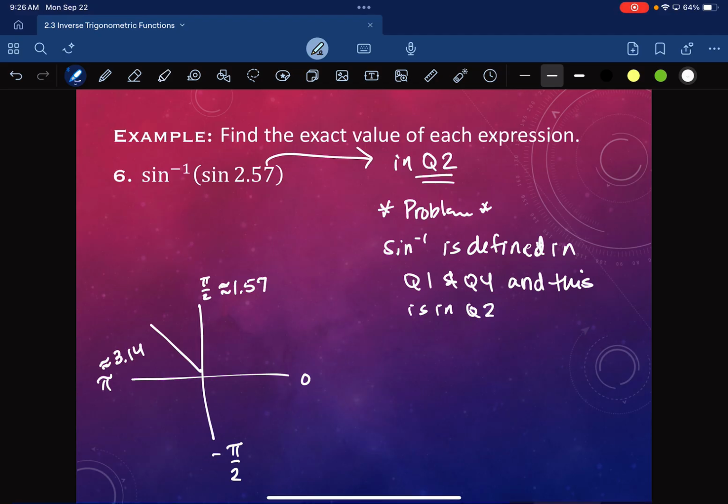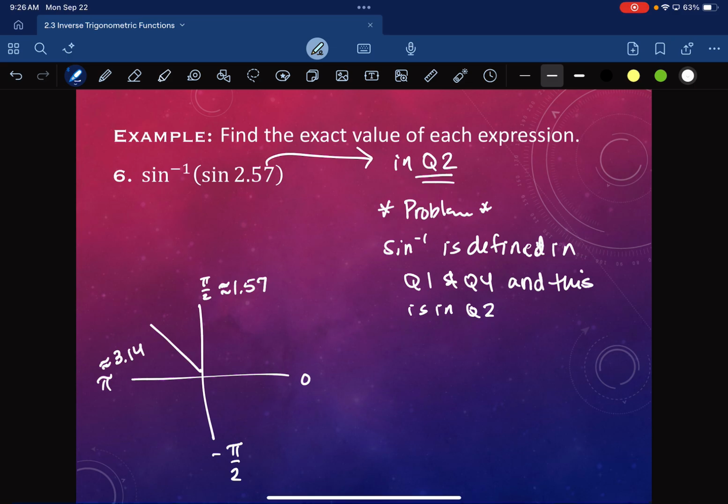Okay, so we have to do something. We have a little work to do. We don't just get to cancel out the inverse sine and say the answer is 2.57. It's not. That's not the right value anymore. So we need to figure out what we have to do to get the right value for the inverse sine.